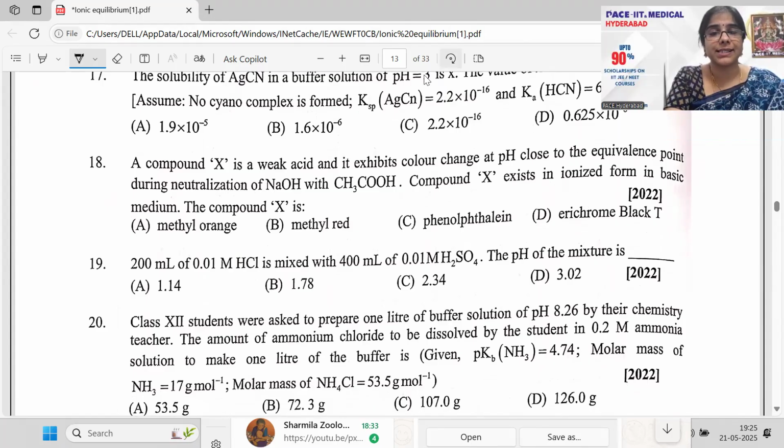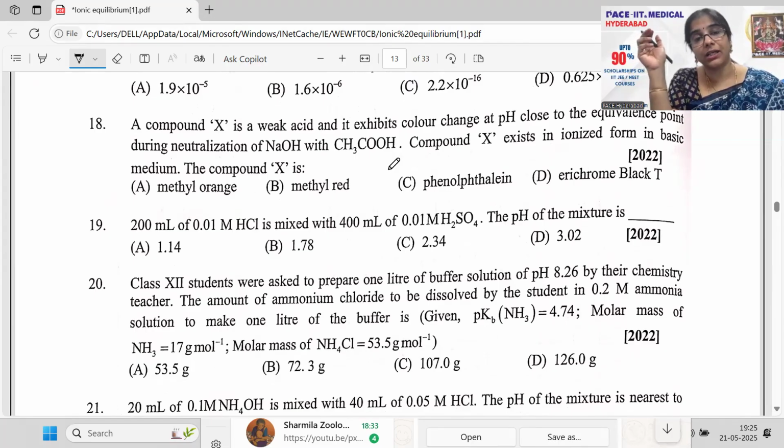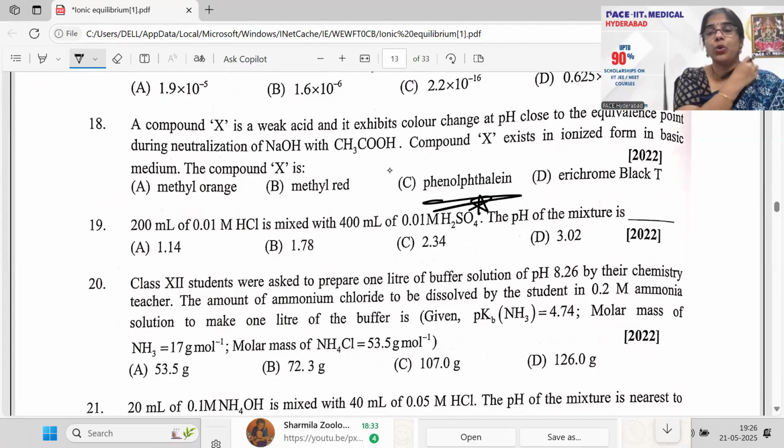Okay, yes. Question number 18 here, coming up your way. 18. A compound X is a weak acid and exhibits change in the color pH close to equivalence point during neutralization, NaOH with CH3COOH, and X exists in the ionized form in the basic medium. Ionized form in the basic medium, please go with this phenolphthalein. Phenolphthalein, basic medium में it will be showing you this color 8.3.